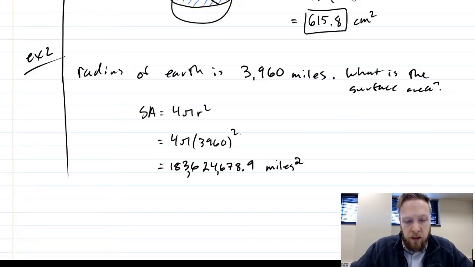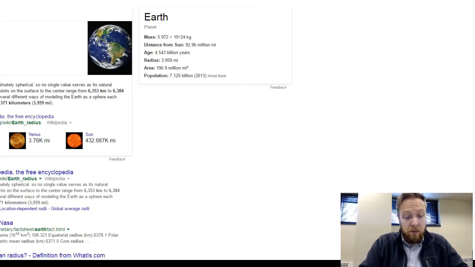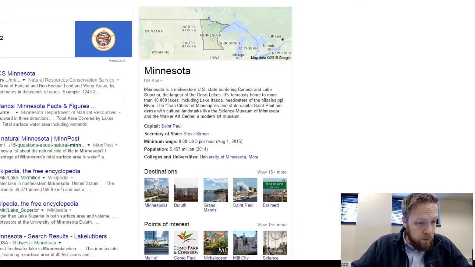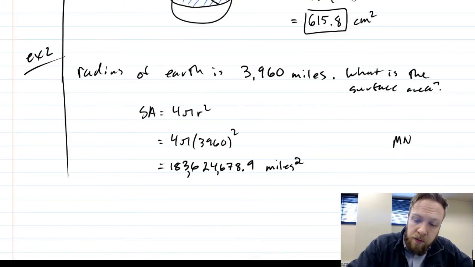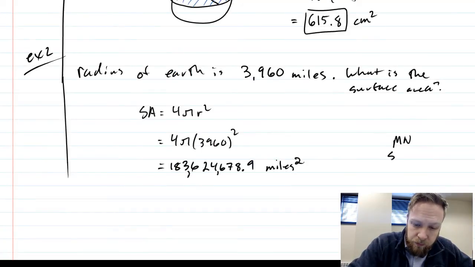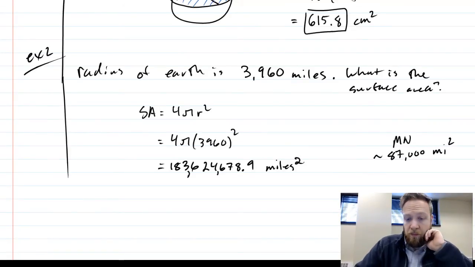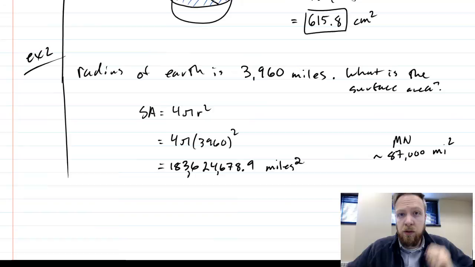So just to compare it, let's look up the surface area or the number of miles squared in Minnesota. Okay, Minnesota is 86, almost 87,000 miles squared. So let's quick write this down just to make a comparison. Minnesota is 87,000. Okay, so the question you might ask is, how many Minnesotas would fit all around the world if we were to cover the world with Minnesotas?